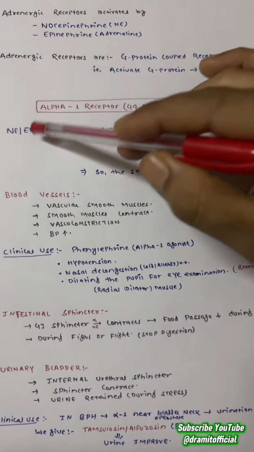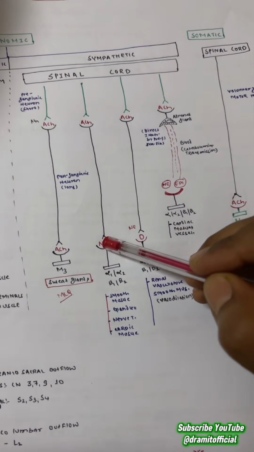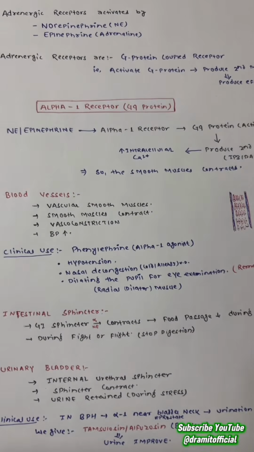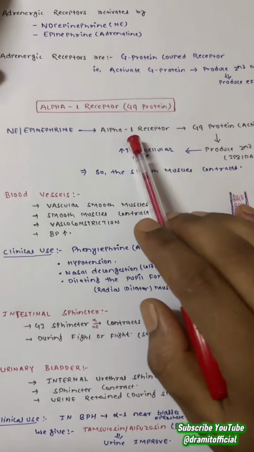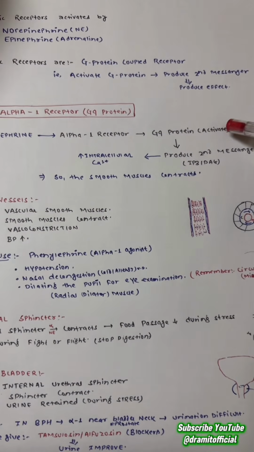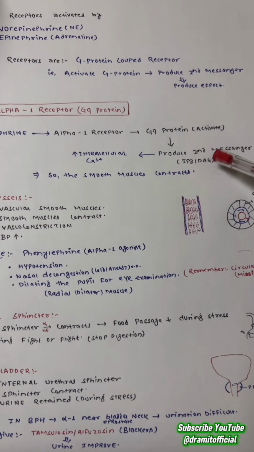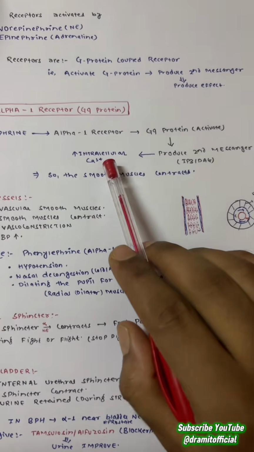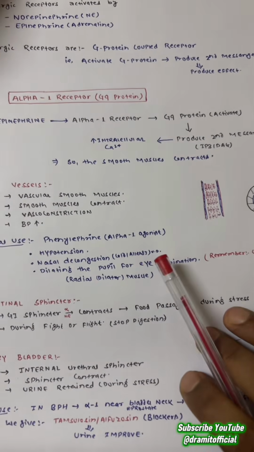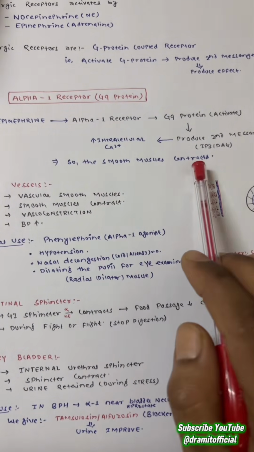When norepinephrine or epinephrine is released, as in this picture, they will bind to alpha 1 receptors. Over here also, the same thing: norepinephrine and epinephrine bind to the alpha 1 receptor. As we know, alpha 1 receptors are G protein coupled receptors, so the Gq protein gets activated and produces second messengers, which can be IP3 or DAG. That increases intracellular calcium, and whenever there is increased intracellular calcium in any cell, it causes contraction, so it will cause smooth muscle contraction.